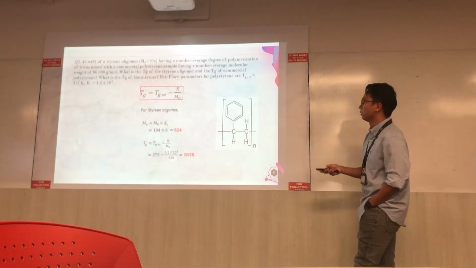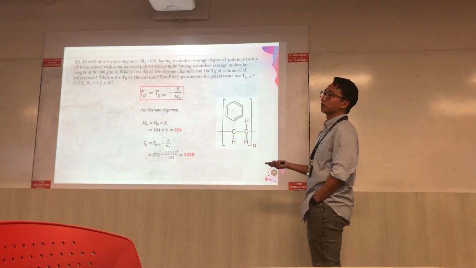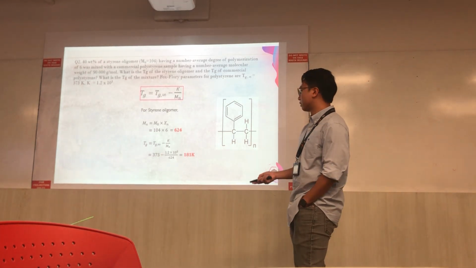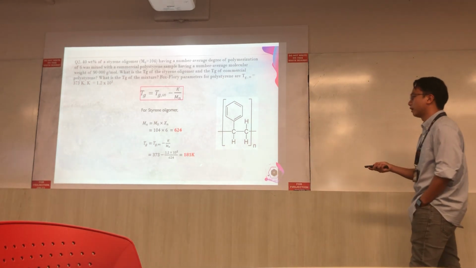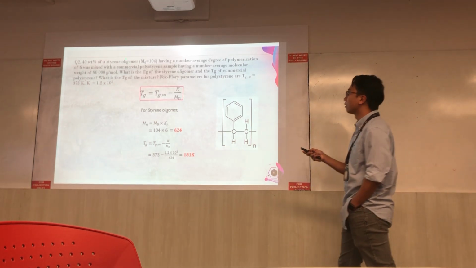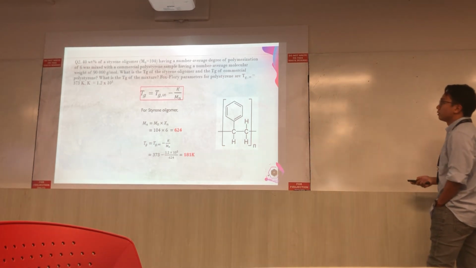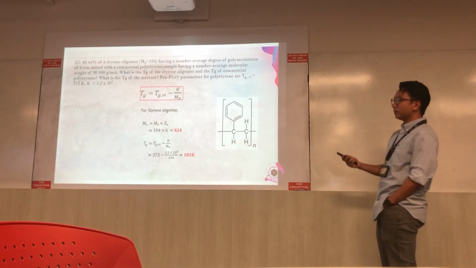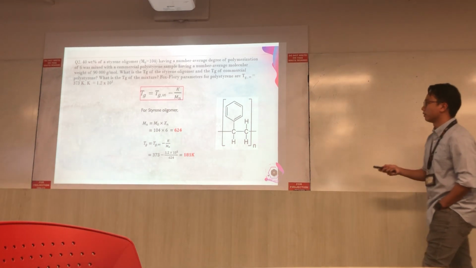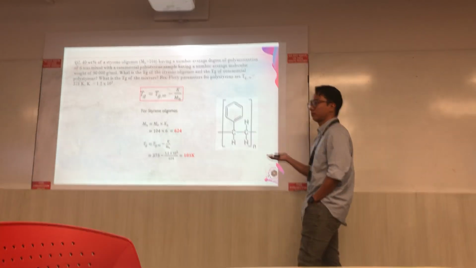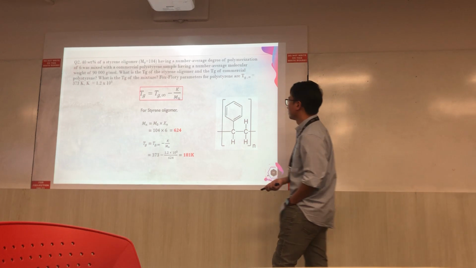K is a constant, and Tg infinity is also a constant. Just plug into your calculator, and you'll get the Tg of the styrene oligomer to be 181 Kelvin. If M0 is needed, it will be given to you. You don't have to memorize the repeating unit molecular weight, so just take note.